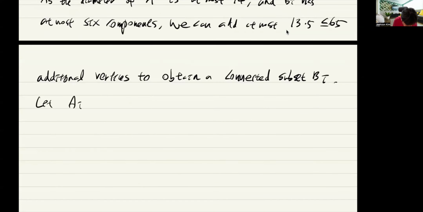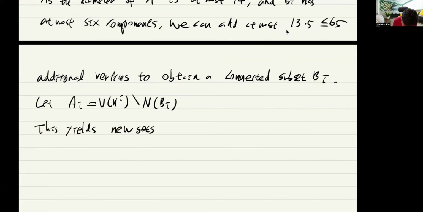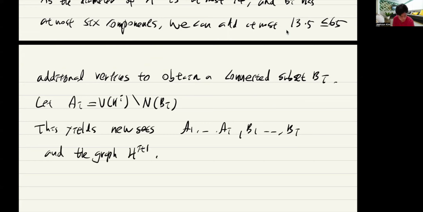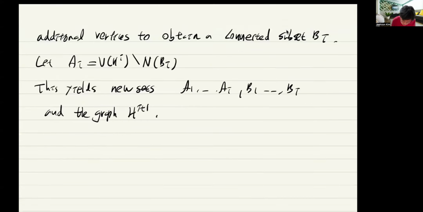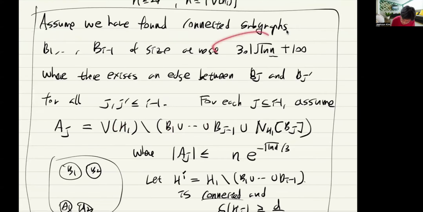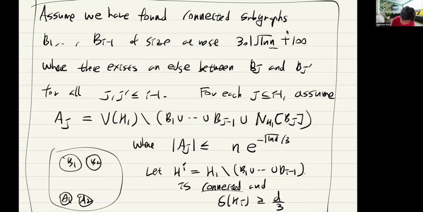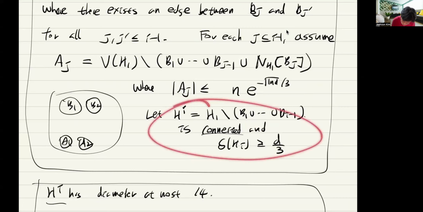And we let the A_i be the vertices in H2 prime, which are not the neighbors of B_i. Then it yields sets A1 to A_i, B1 to B_i, and the graph H_{i+1}. And we keep going like that. One thing we have to check more is that these conditions are all fine, except that this condition you still have to check.